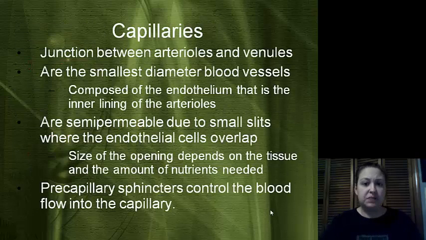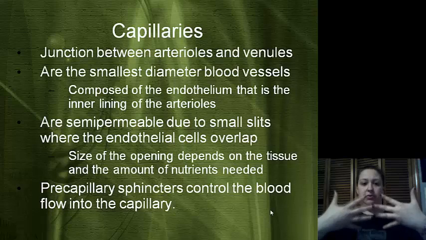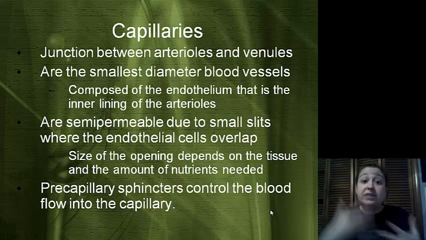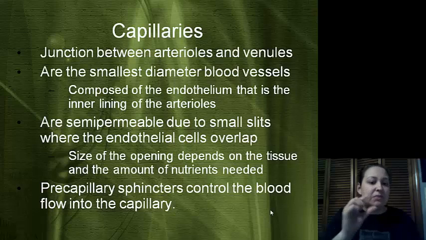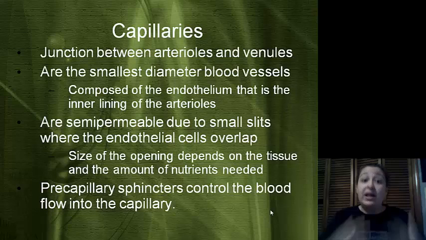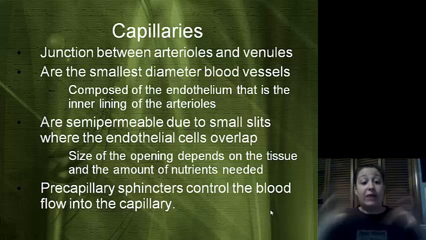Capillaries are the junctions between arterioles and venules. They are the smallest diameter of blood vessels, and they're semi-permeable, which means they allow certain substances through. They have very small slits between those endothelial cells that overlap that allow lymph, or the liquid portion of the blood, minus those large proteins, out to the surrounding cells.